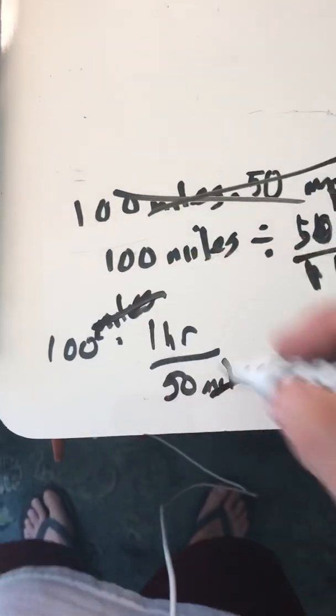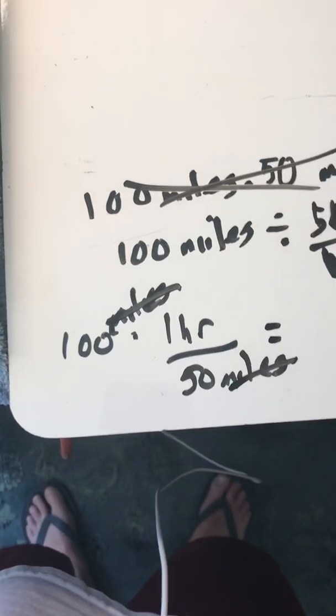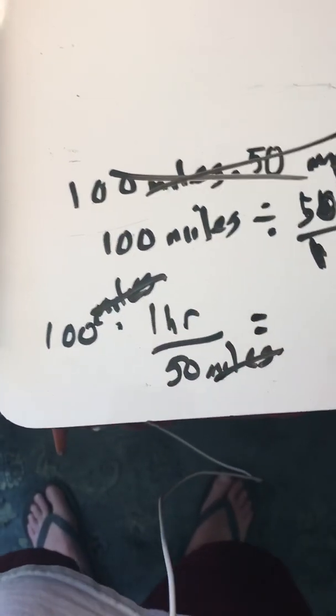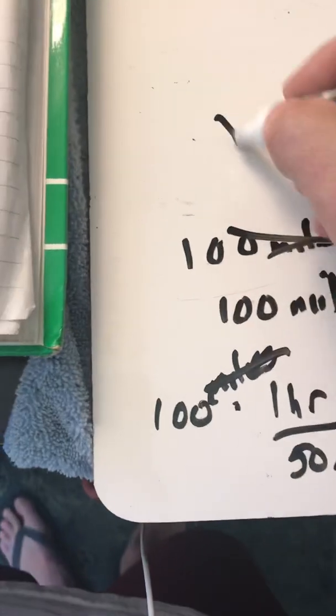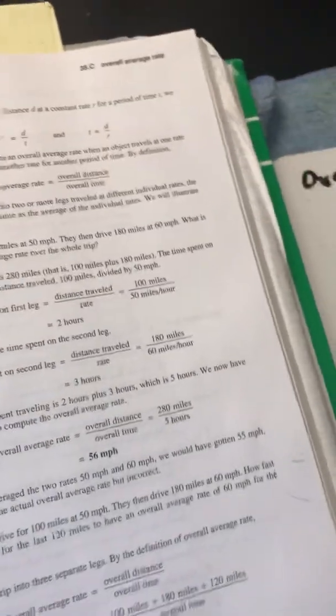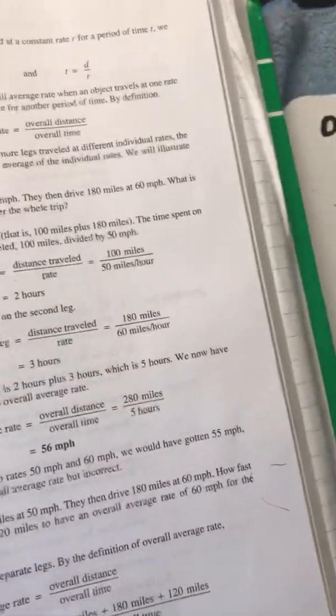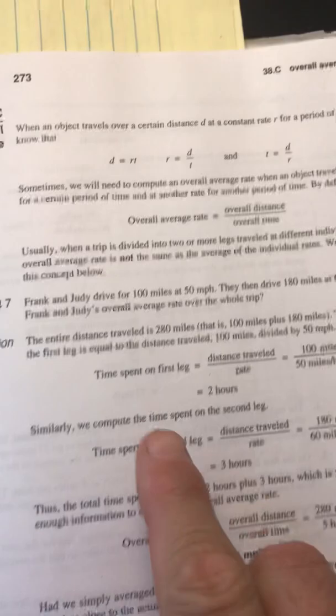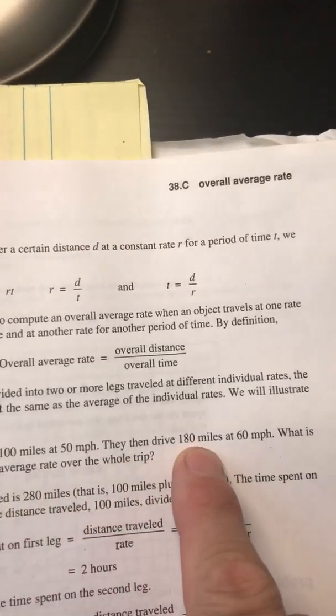Just the labels. So you get 100 hours over 50. So it took them 2 hours to go that first 100 miles. So we have 2 hours, common sense, I hope, to go the 100 miles, because 50 miles per hour for 2 hours is 100 miles. Okay, then they drove 180 miles at 60 miles per hour.